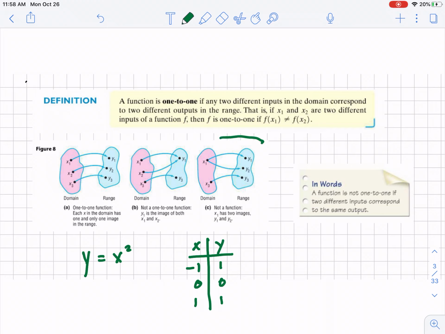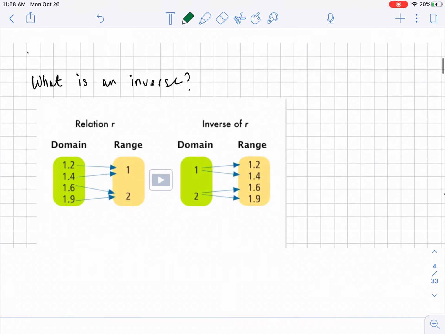So this one here represents something that's not a one-to-one function. That would be like a y equals x squared kind of one, okay? So we're going to talk about the sine graph and the cosine graph in terms of whether or not it's one-to-one, okay? So this is why we're talking about this.